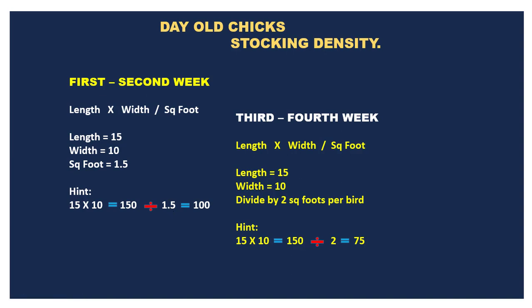So one bird divided by 1.5 square foot will give you 100 birds. So 100 birds will go into 150 feet, which is a room space of 15 feet by 10 feet, meaning you can put day-old chicks inside from first week to second week. So let's get to our calculator to do something for you to get more understanding.